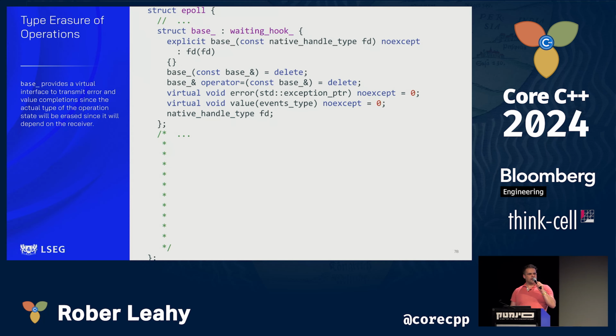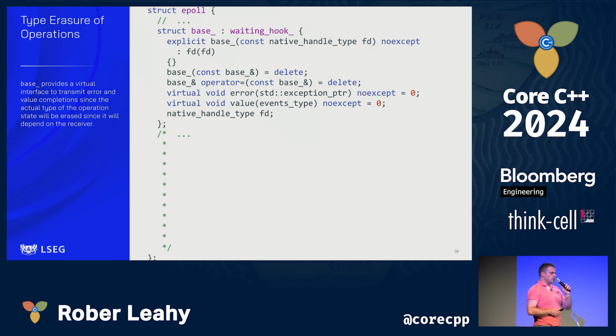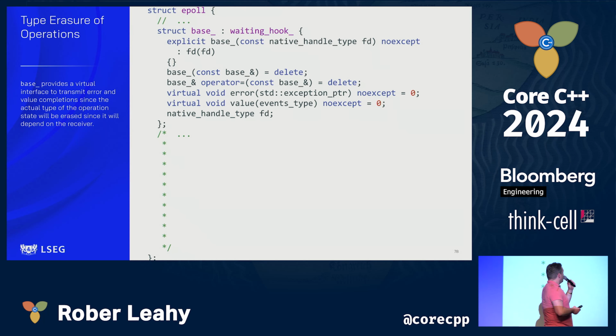Which brings us to looking at that base class. Because we don't know the exact types of receivers our users are going to use, because they get to pick any one they like, we need a layer of type erasure between us and the receiver. We need to type erase the transmission of completion signals there too. Because our user can provide any type, we need to give ourselves this consistent interface.